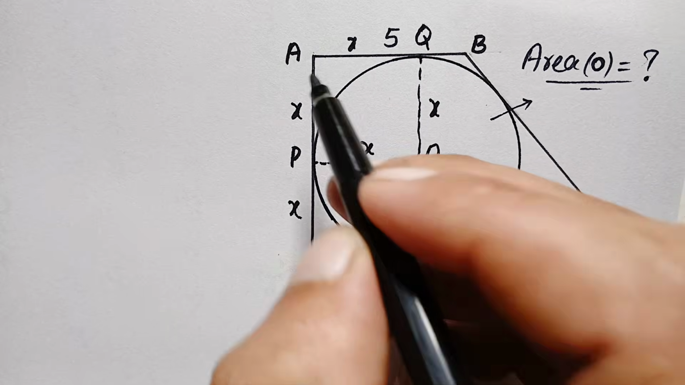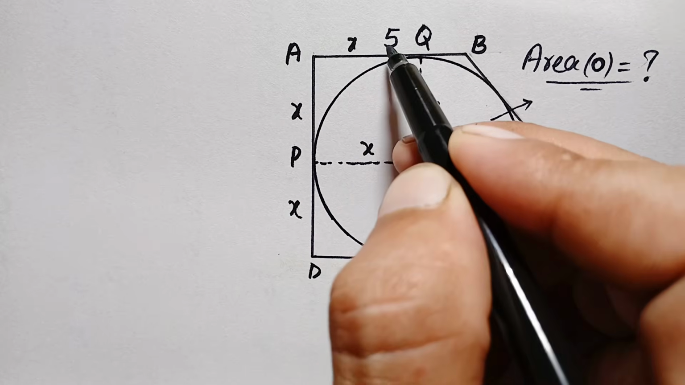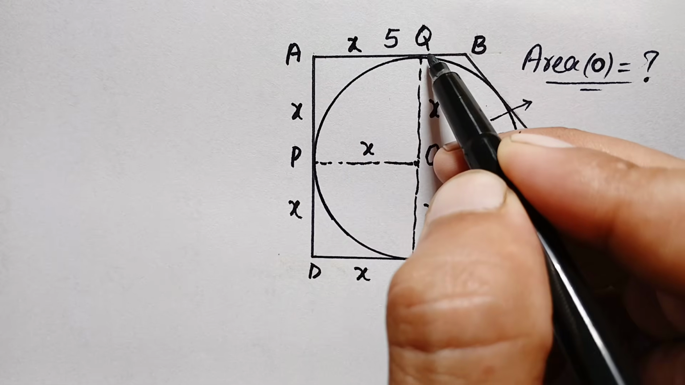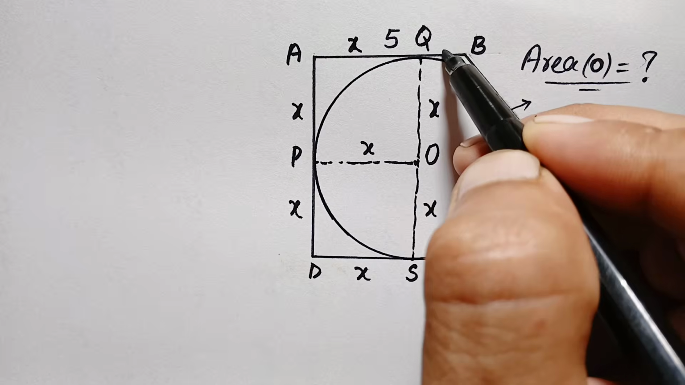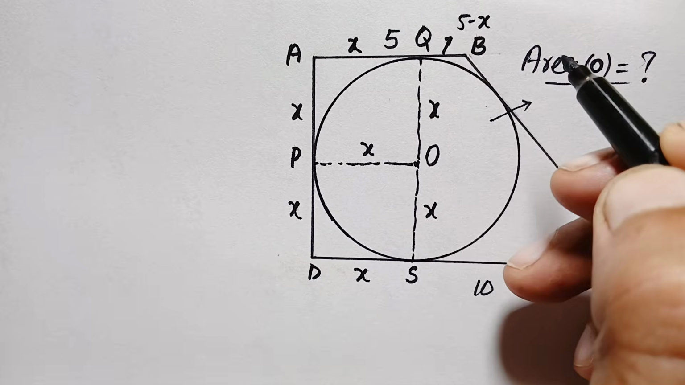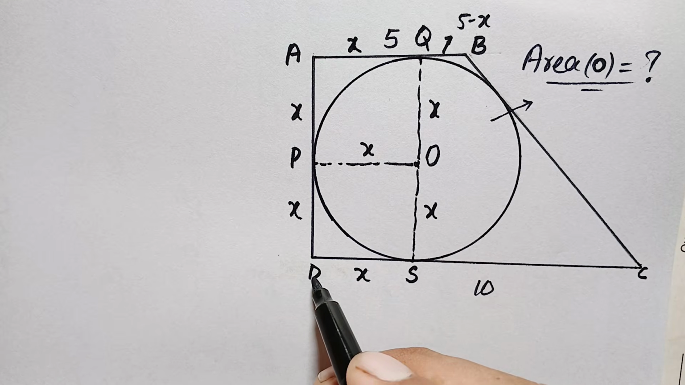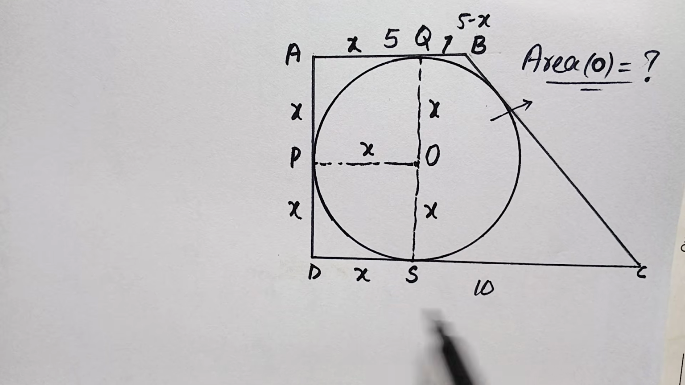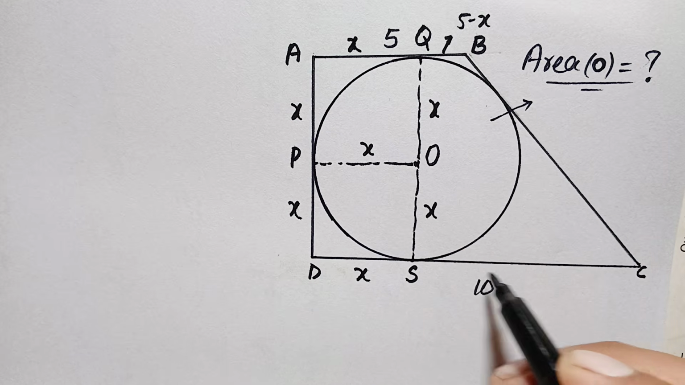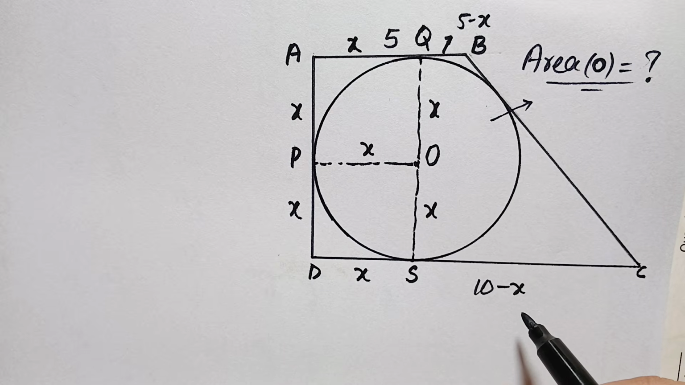Now look at this side of this right trapezium. AB is 5 units, but AQ is x units. So what will be the remaining length QB? The remaining length will be 5 minus x units. Look at this one base. This DC is 10 units, but D to this point is x units. What will be the remaining length? This length will be 10 minus x. So here SC is 10 minus x.